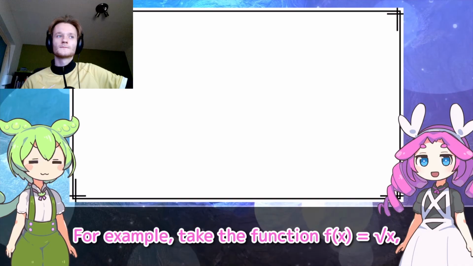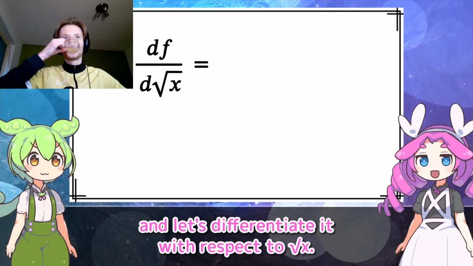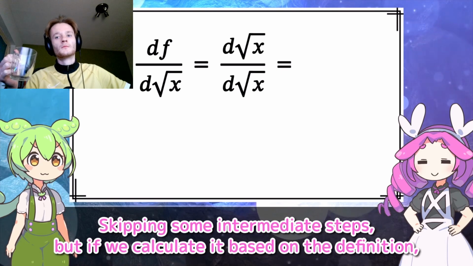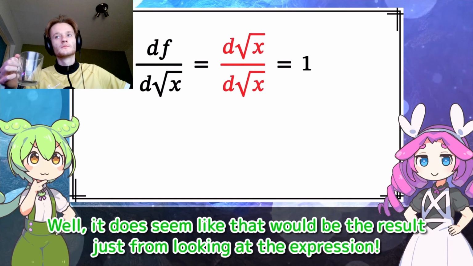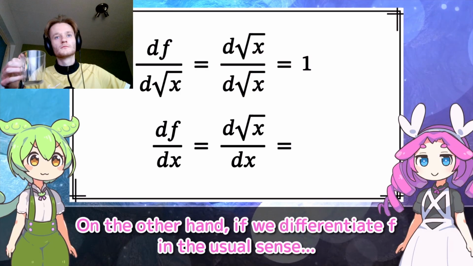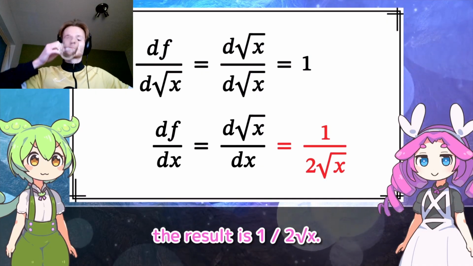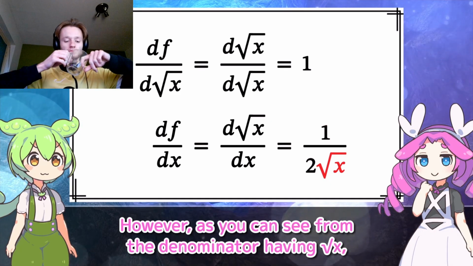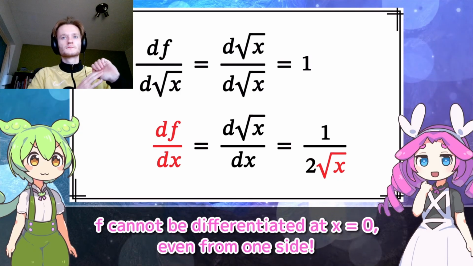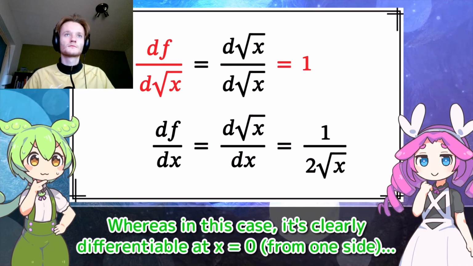For example, take the function f of x equals the square root of x, and let's differentiate it with respect to the square root of x. Skipping some intermediate steps, if we calculate it based on the definition, we find that the result is 1. On the other hand, if we differentiate f in the usual sense, the result is 1 over 2 square root x. However, as you can see from the denominator having the square root of x, f cannot be differentiated at x equals 0, even from one side. Whereas in this case, it's clearly differentiable at x equals 0.